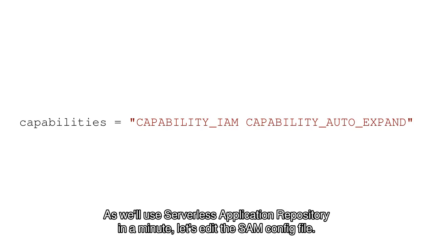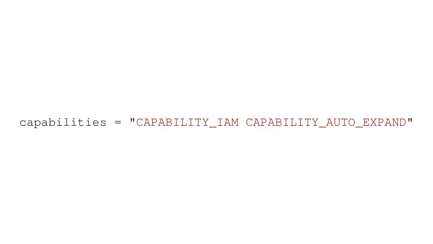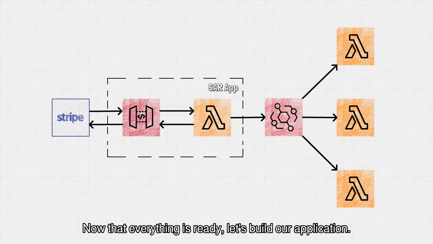As we'll use Serverless Application Repository in a minute, let's edit the samconfig file. Add CAPABILITY_AUTO_EXPAND to the list of capabilities, to allow SAM to deploy SAR apps. Now that everything is ready, let's build our application.